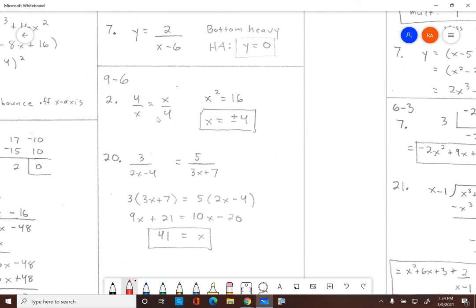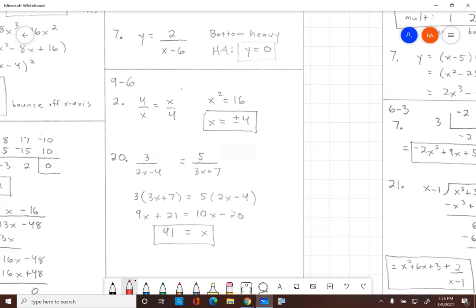So here's our problem 2 here. So 4 over x equals x over 4. You can cross multiply, however you want to look at that. X squared equals 16. And then when you square root both sides, you get the plus or minus 4. Don't forget, when you square root both sides, plus or minus 4. If you put in 4, you get 1 equals 1. If you put -4, you get -1 equals -1. Either 4 or -4 would make this true.